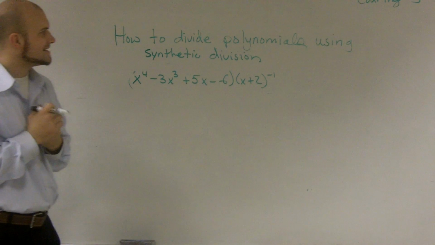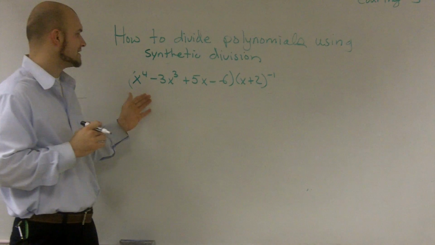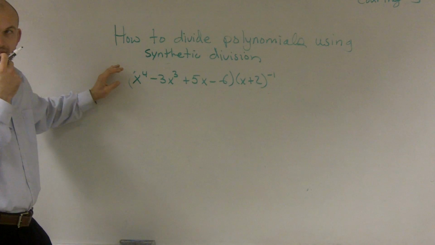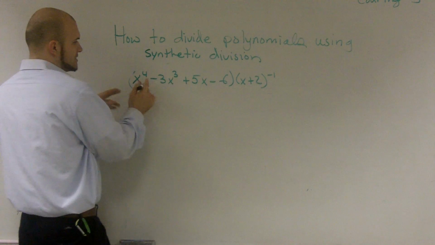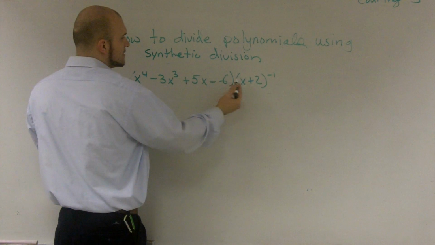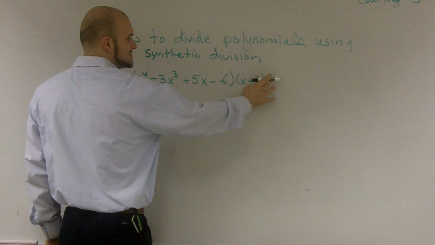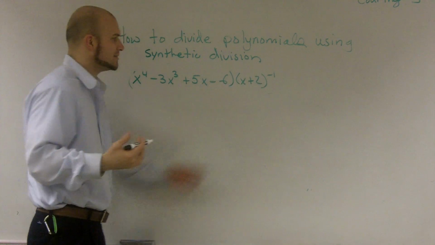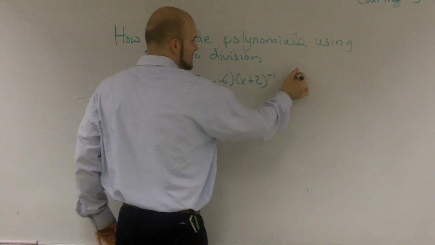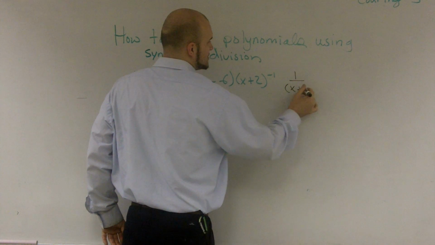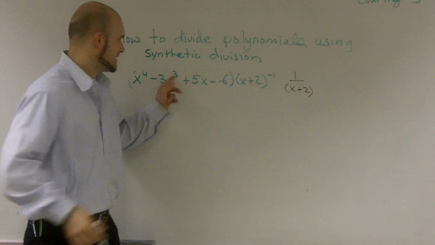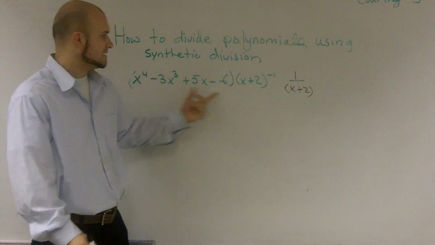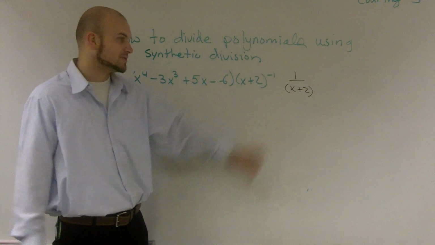What I like to do is show you guys how to divide polynomials using synthetic division. It's a little bit of a shortcut. When you're multiplying by something with a negative exponent, you can remember that it can be rewritten as 1 over x plus 2. If I multiply this times that, it's the same thing as dividing by x plus 2.